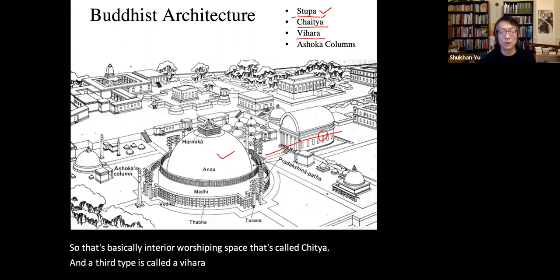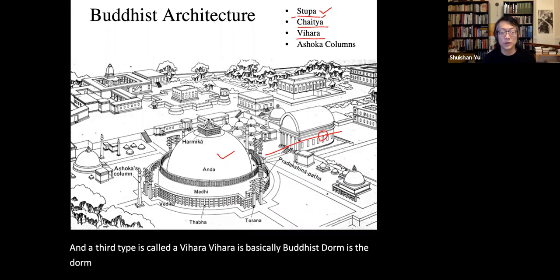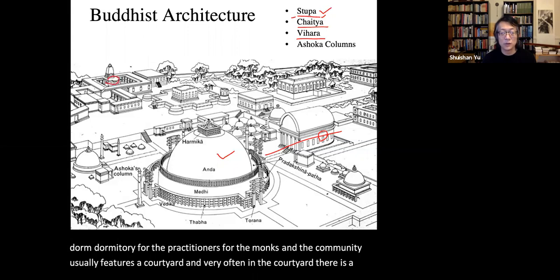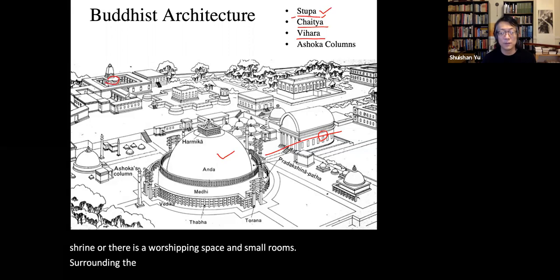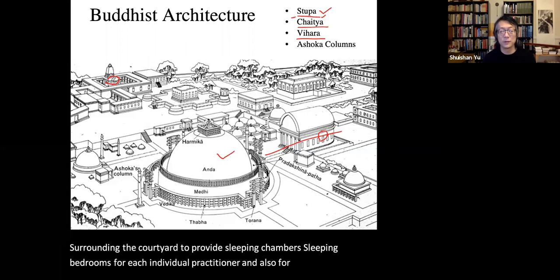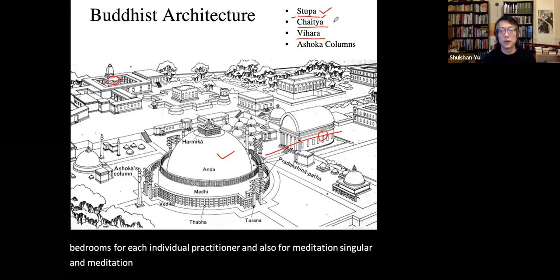Vihara is basically a Buddhist dorm. It's the dormitory for the practitioners, for the monks and the community. Very often in the courtyard, there's a shrine or a worshiping space, and small rooms surrounding the courtyard to provide sleeping chambers, bedrooms for each individual practitioner, and also for meditation in those spaces as well. So three types: stupa, chaitya, and vihara.